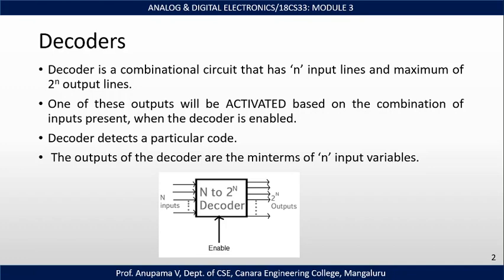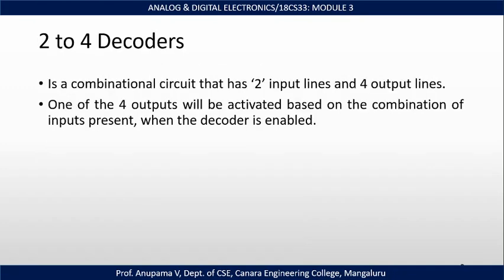One of the output will be activated based on the combination of input present when the decoder is enabled. Decoder detects a particular code. The output of the decoder are the minterms of n variables present at the input. An example for n to 2 to the power n decoder is 2 to 4 decoder. 2 to 4 decoder is a combinational circuit that has 2 input lines and 4 output lines. One of the 4 output will be activated based on the combination of input present when the decoder is enabled.